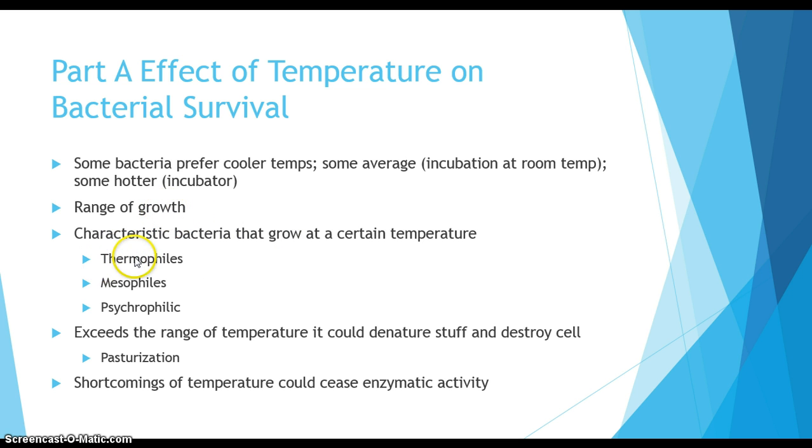If you like hotter temperatures, like volcanoes and stuff like that, you're what's called a thermophile. And actually, if you live in a volcano, you're an extreme thermophile, right? But if you like hotter temperatures, you're a thermophile. If you're a mesophile, you like average temperatures. And if you're psychrophilic, then you like colder temperatures.